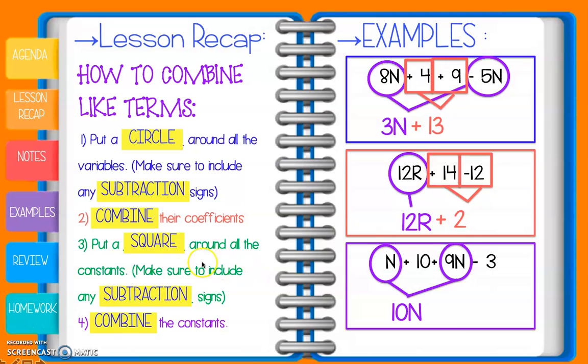Now I'm going to put squares around my constants. I have a square around plus 10, and then I have a square around minus 3. Again, be careful with your subtraction signs. We have to include those. So I'm going to combine 10 minus 3, and I get a plus 7. So 10n plus 7 is as simple as this expression can get. I cannot combine my variables and coefficients with the constant. So 10n plus 7 is my final answer.